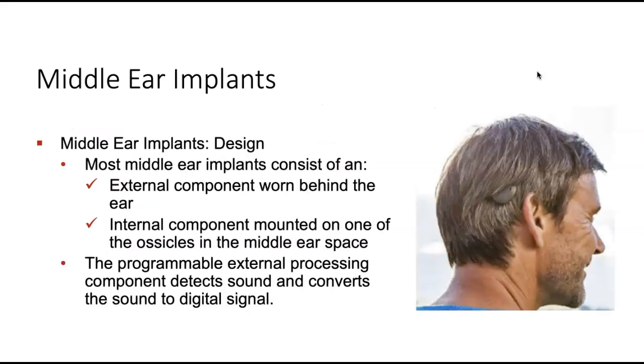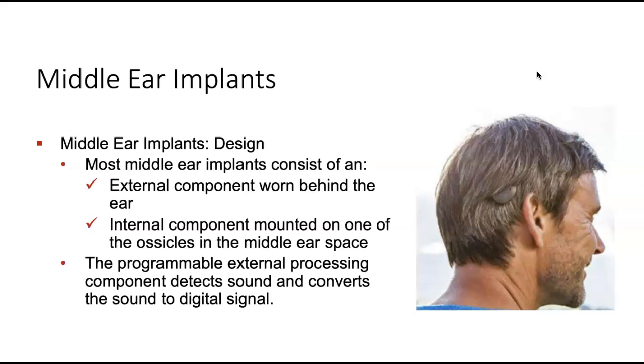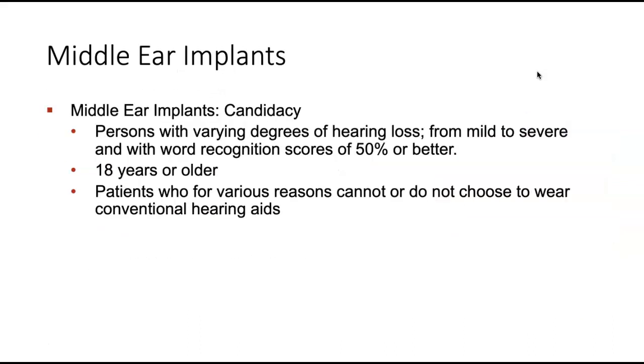Middle ear implants basically have an external device, which you can see behind that gentleman's right ear. Then there's some processing, and an implant that goes into the middle ear space and vibrates. So here are some candidacy criteria. Basically, people can't understand words with at least 50% accuracy, because if they can get 70-80% of words when you increase the volume, insurances don't want to pay for this. It's thousands and thousands of dollars. They have to be at least 18, and for various reasons cannot wear other hearing aids.